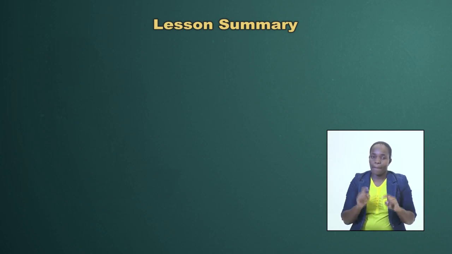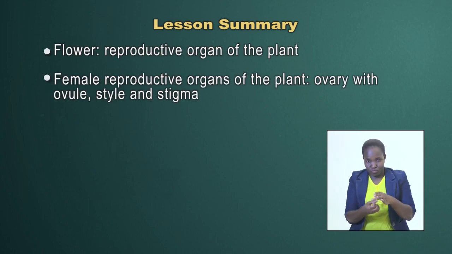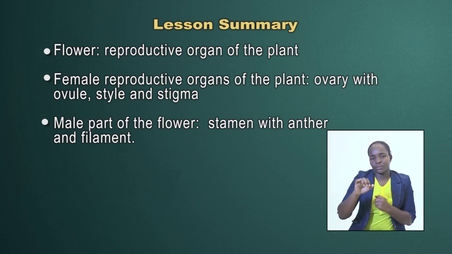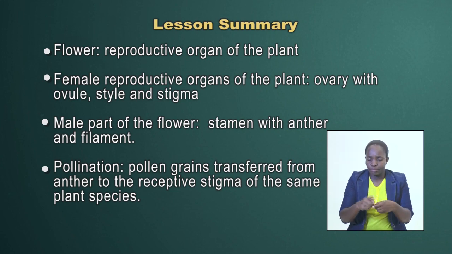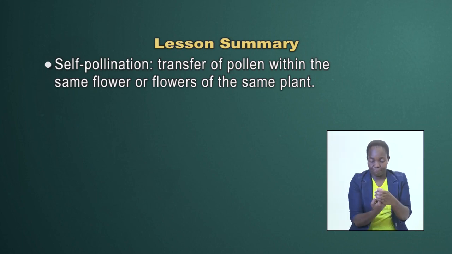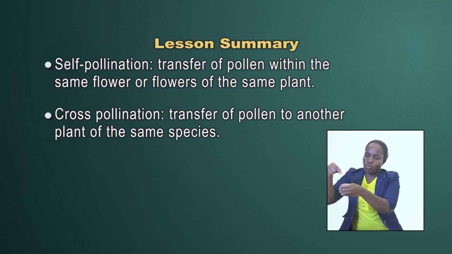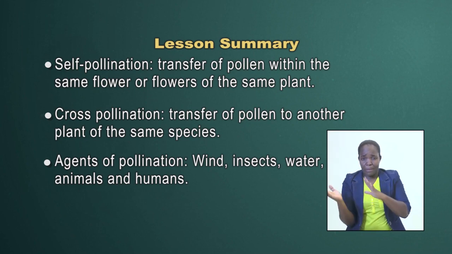Viewers, this concludes today's lesson on reproduction in plants, and it also wraps up our series on biology lessons for this year. Let's recap what we learned today. The flower is the reproductive organ of the plant. The ovary with ovule contains female gametes, and together with the style and stigma form the female reproductive organs of the plant. The stamen consists of the anther and filament, and this is the male part of the flower. Pollination is the process in which pollen grains are transferred from the anther to the receptive stigma of the same plant species. Self-pollination is the transfer of pollen from the anther to the receptive stigma within the same flower or flowers of the same plant. Cross-pollination is the transfer of pollen from the anther to the stigma of another flower on another plant of the same species. Agents of pollination are wind, insects, water, animals, and humans.